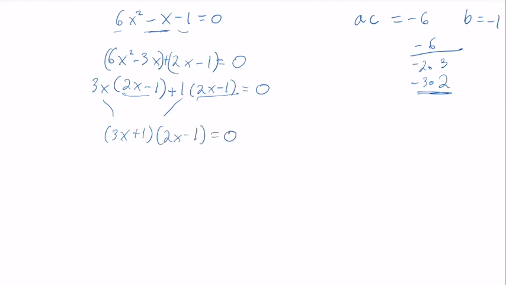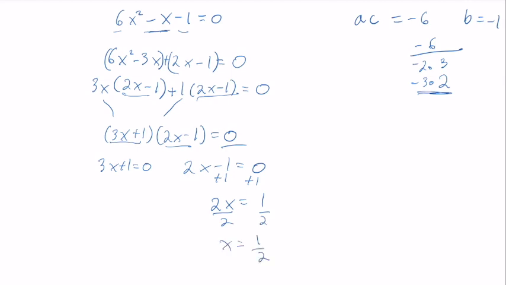Now the step I jumped ahead to is using the zero factor property. I know in order to solve for x, I need to set each of these factors equal to 0. So I have 3x plus 1 equals 0 and 2x minus 1 equals 0. This allows me to solve for x. So I'm going to add 1 to both sides. I get 2x equals 1. I divide both sides by 2. I get x equals 1/2.